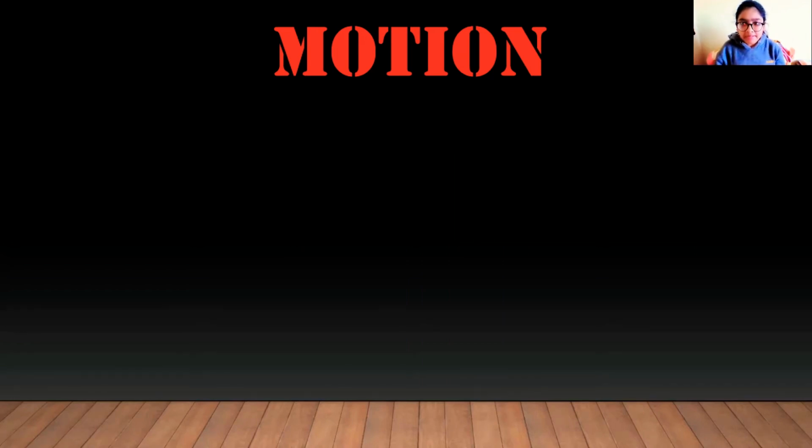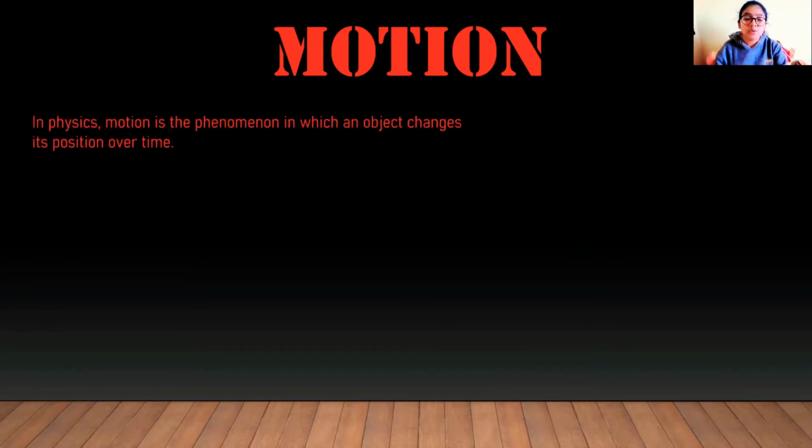It's me, Sneha Mandal, and today I'm going to explain to you all about motion and its types. So let's start with motion first. What is motion? In physics, motion is the phenomenon in which an object changes its position over time. It means a body is in motion if it has movement. If the body has movement continuously, then that body is in motion.